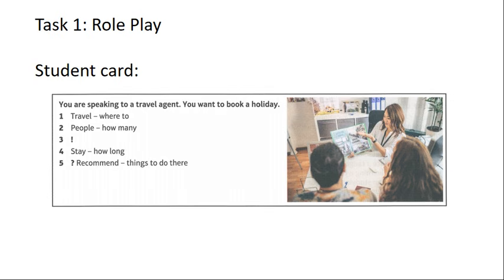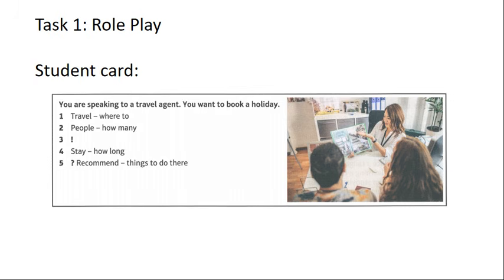You can walk in, they will show you pictures, they will recommend things to you, and sell you the whole package: flights, hotels, excursions, tickets to events, everything all together. So you're speaking to a travel agent, you want to book a holiday. Now, the first 4 of these things are questions that you will be asked. So the examiner, first of all, number 1, will ask a question about travel and where to.